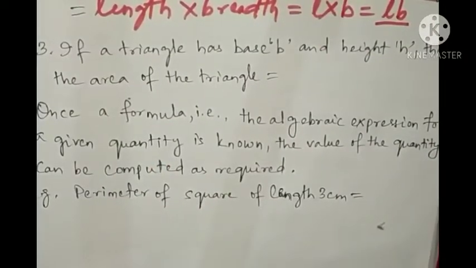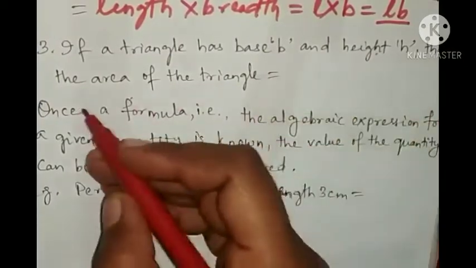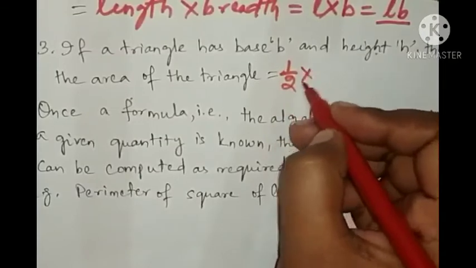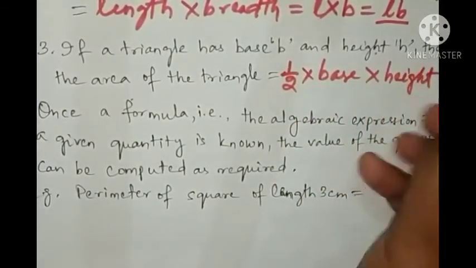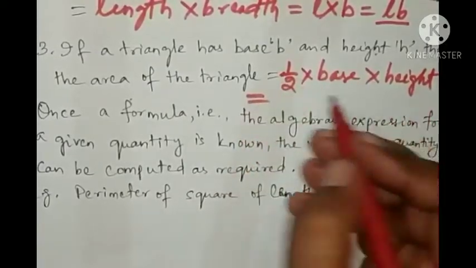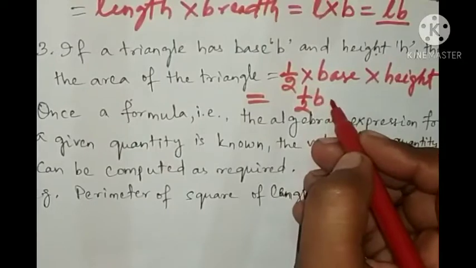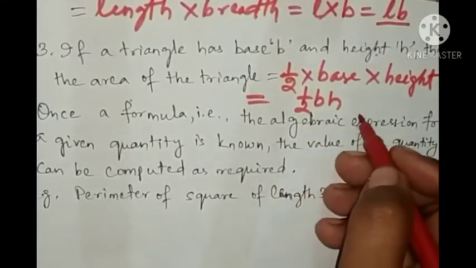Next you see, if a triangle has base B and height h, then the area of the triangle is what? We know the area of a triangle is half into base into height. Okay, so what do you put? The algebraic expression half B h, where B is the base and h is the height.